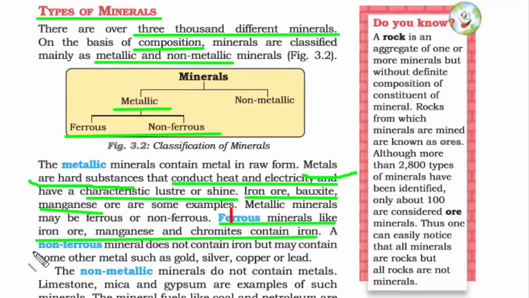On the other hand, a non-ferrous mineral does not contain iron. There are other metals such as gold, silver, copper or lead. All these metals, such as gold, silver and copper, are not hard. You can twist and turn them with your hands. So this was all about metals.